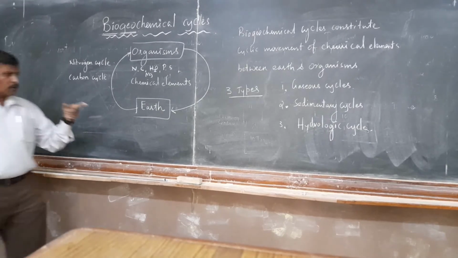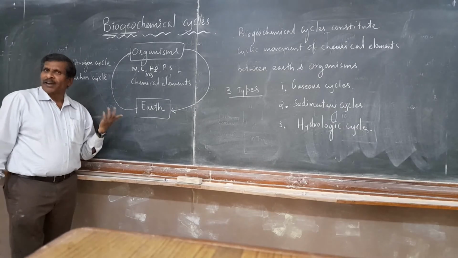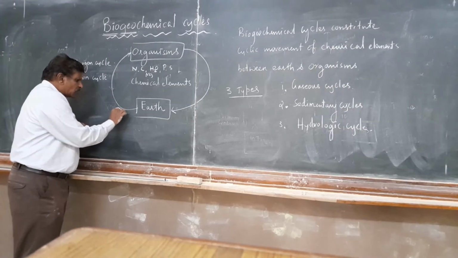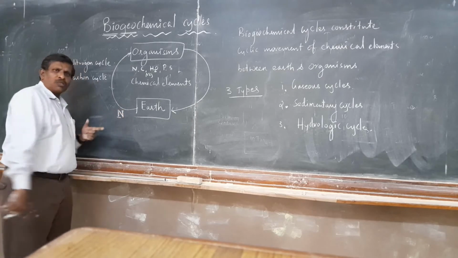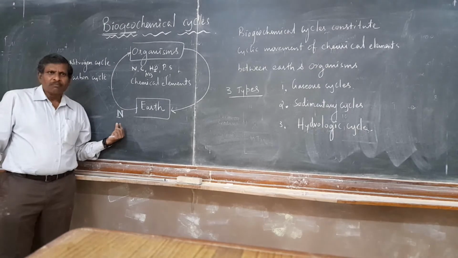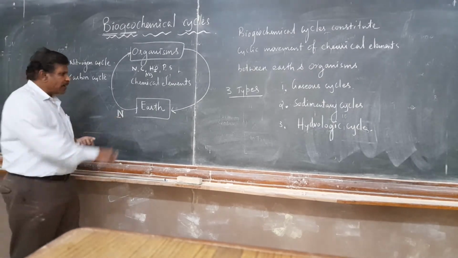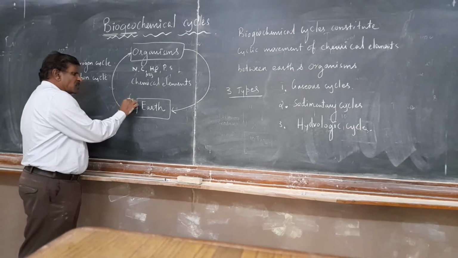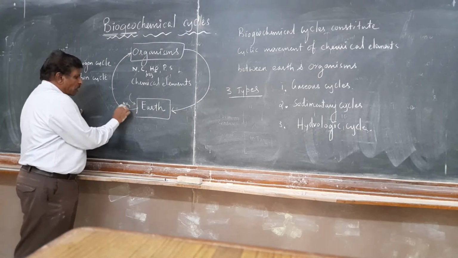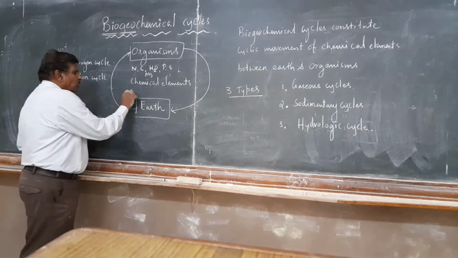How the nitrogen moves from earth to organisms is mainly in the form of gas. You all know that the atmosphere constitutes more than 70% nitrogen. Nitrogen is mainly present in the form of gas. That gas is converted by the organisms into ammonium salts or even nitrates.